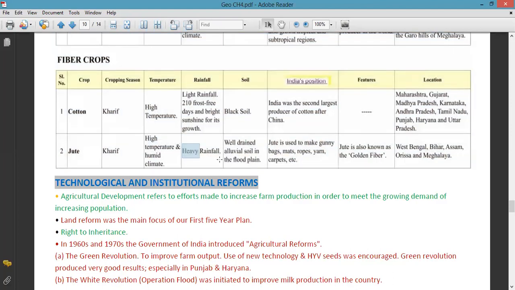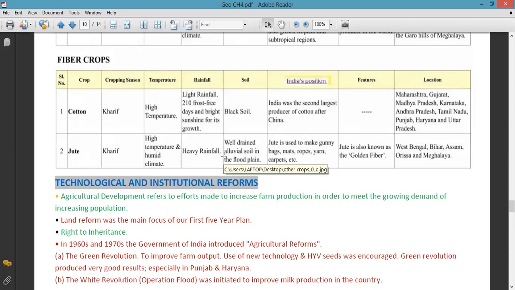But in contrast to cotton, jute requires heavy rainfall, not light rainfall. It will grow in well-drained alluvial soil, especially in floodplains. That is why jute is grown mostly in the West Bengal region. Why? West Bengal is full of floodplain and alluvial soil because of the Gangetic river mouth.